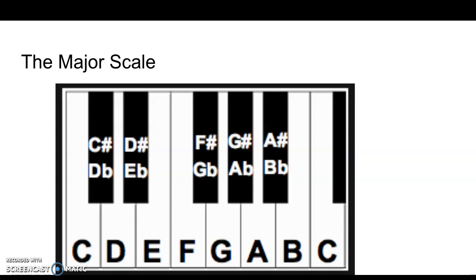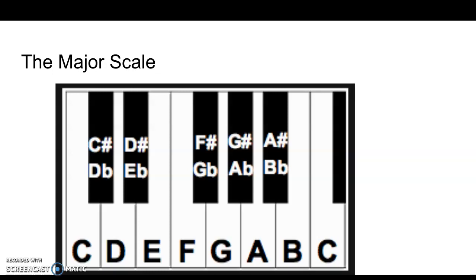There is no black note in between E and F. Now what that means is if we raise E by a semitone, we don't call it E sharp, although technically you could. We call it F. Or if we lower F by one semitone, while we could say F flat, we more commonly say E natural. There's no black note in between E and F. The same thing happens in between B and C. There's no black note in between B and C.